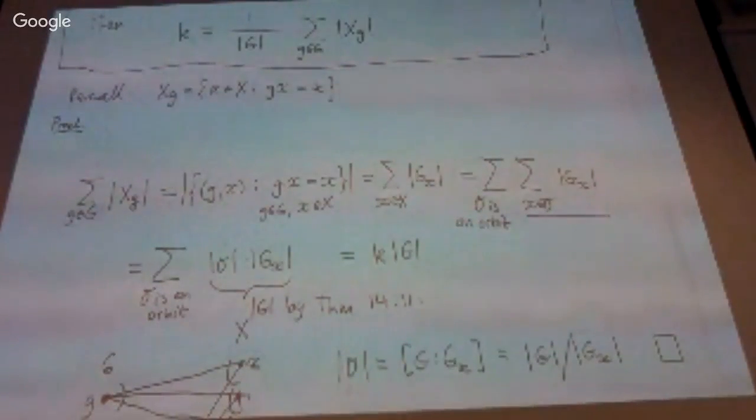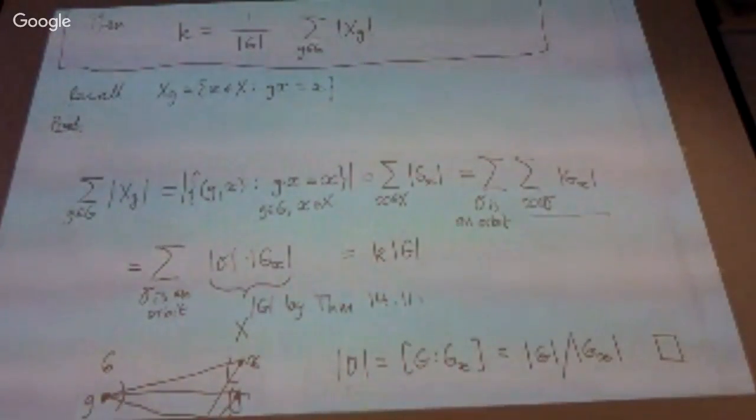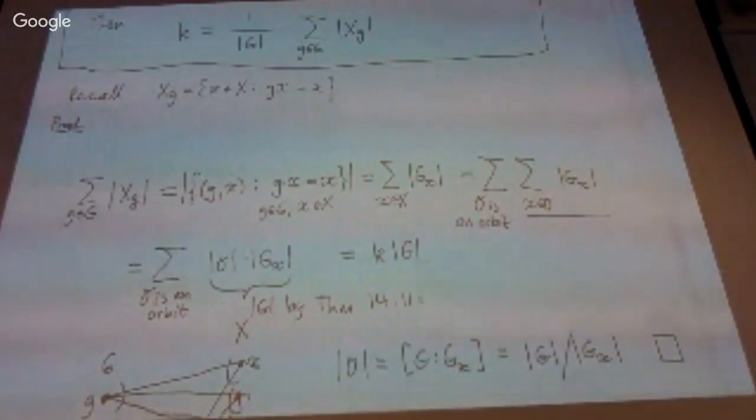Good place to stop, and then you look at the number of lines.